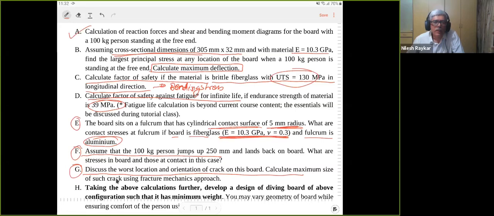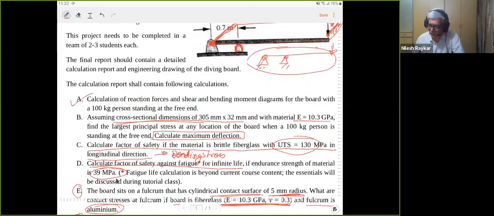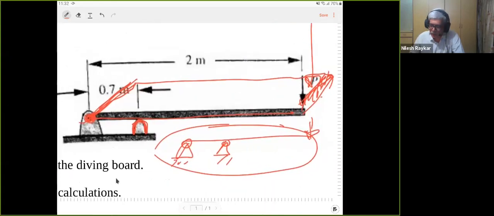Okay, so here the challenge is to design this board so as to have minimum weight. For minimum weight, obviously one can think of reducing the dimensions, that is, reducing the thickness, width, and the length. In this case, you don't have a choice about the length. The length of the board is 2 meters, that is fixed. So this dimension is fixed.